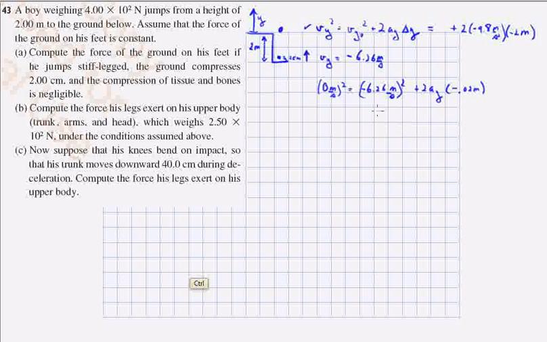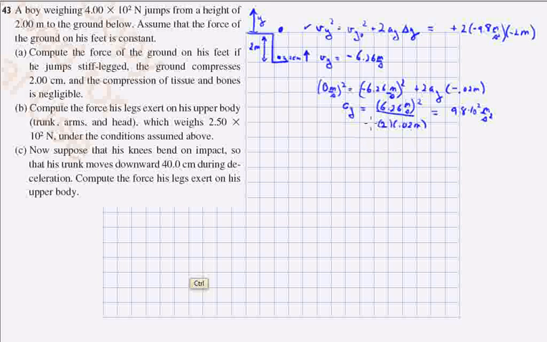Okay, so if I solve for a sub y, a sub y is then equal to 6.26 meters per second, the quantity squared, divided by 2 times 0.02 meters, and that comes out to be 9.8 times 10 to the 2 meters per second squared. That's a huge acceleration. It's basically 100 Gs.